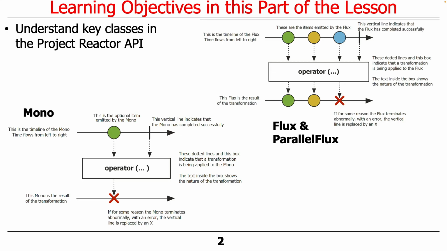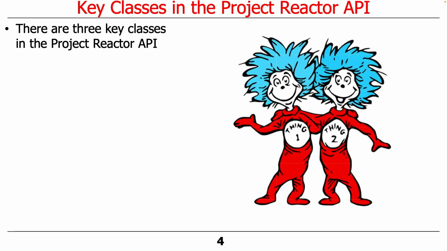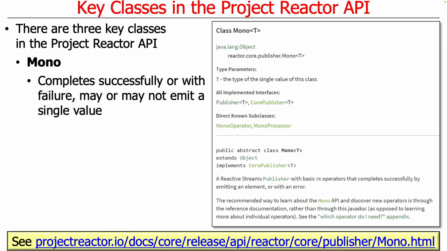So we're going to talk about several key classes in the Project Reactor API. By far, the most important classes are Flux and ParallelFlux, but we're also going to talk about something called Mono. You have to use Mono now and again for certain things. So there are three key classes in the Project Reactor API, unlike about a half dozen classes that are important in the context of RxJava. Project Reactor came later. They had a better chance to think it through, so they didn't have quite as many classes emerge.